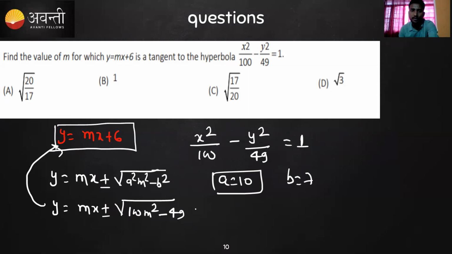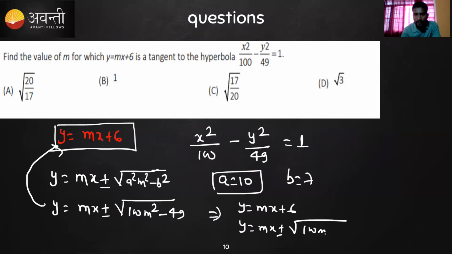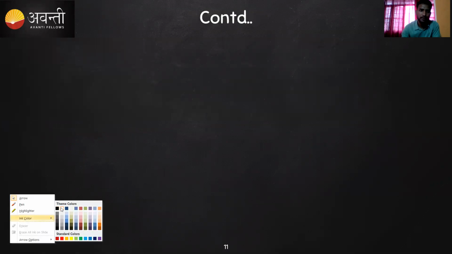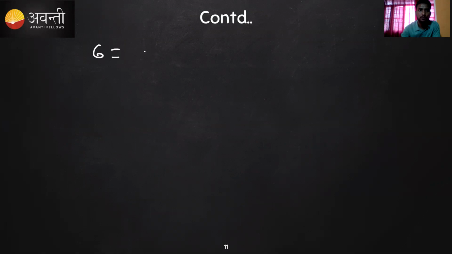Okay, so what we are going to get is y is equal to mx plus 6 and y is equal to mx plus minus root under 100 m square minus 49. So here you can see mx, y, so 6 will be equal to root under 100 m square minus 49. So what we can write, guys? 6 is equal to plus minus root under 100 m square minus 49.